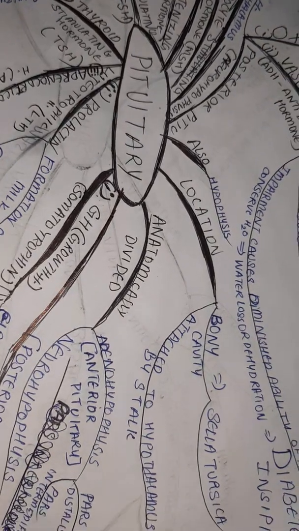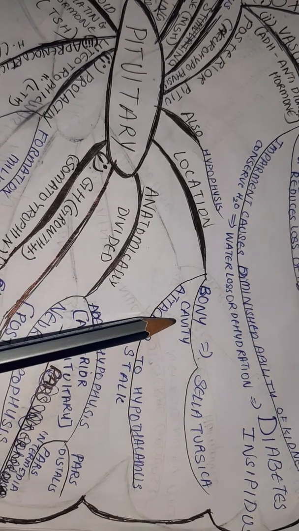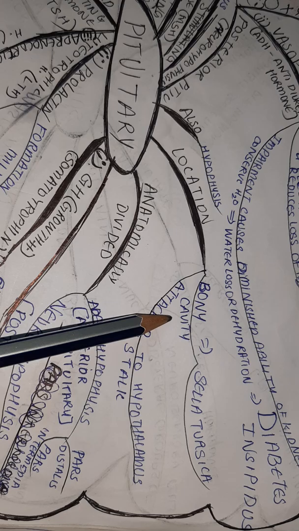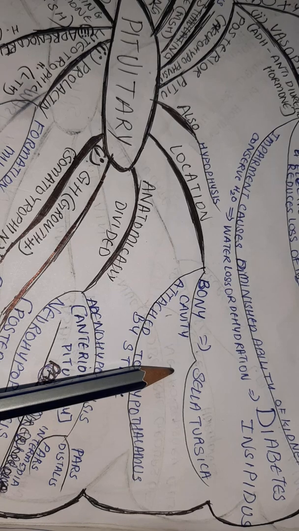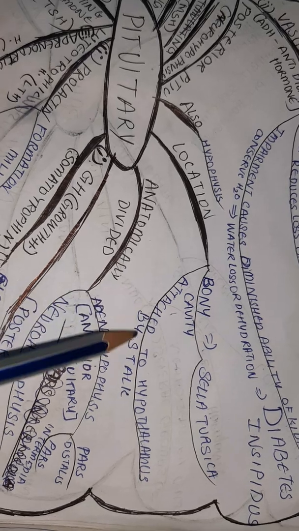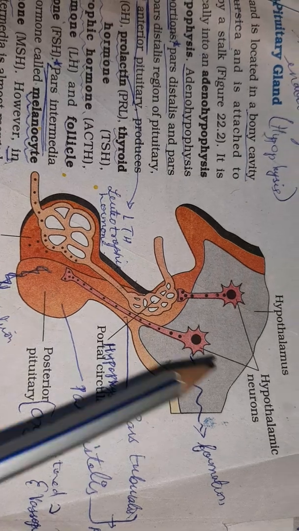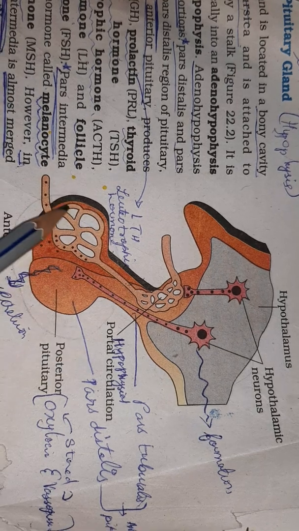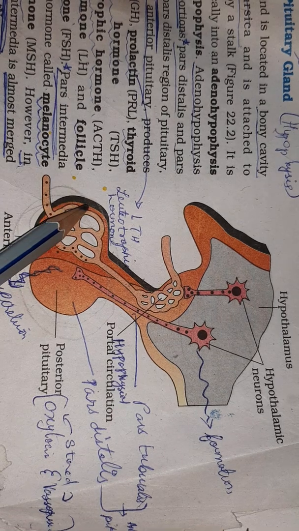First, where is the location of this pituitary gland? This pituitary gland is located in a bony cavity. Cavity means a hollow space, and this is made up of bones. So, in a bony cavity which is known as sella turcica. Sella turcica is a bony hollow structure, and inside you have the pituitary gland. And where is it attached? It is attached to hypothalamus by a stalk. So in this diagram you can see this is the hypothalamus, this is the stalk, and this is the pituitary gland. And this is enclosed in sella turcica, which is a bony cavity.